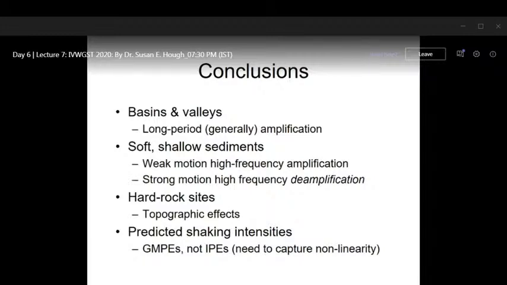At hard rock sites, depending on the local topography, you can get these topographic effects that are hard to predict because they're very complicated and they depend on the details of the structure, but they can be locally important. And if you want to predict the shaking intensities, you need to have good ground motion prediction equations that are well constrained by large earthquakes critically at short distances. Because if you don't have that data, the predictions may be too high.